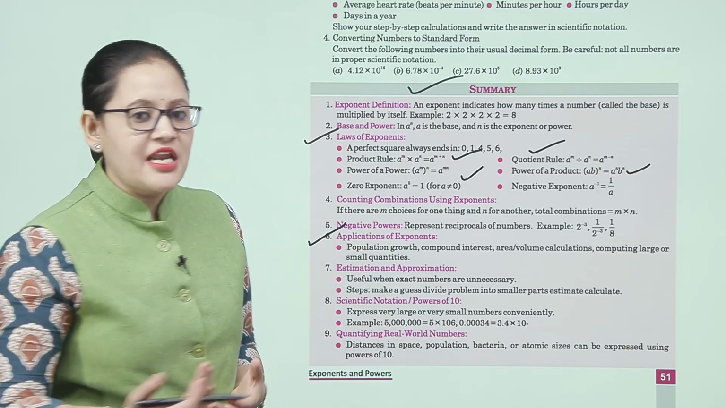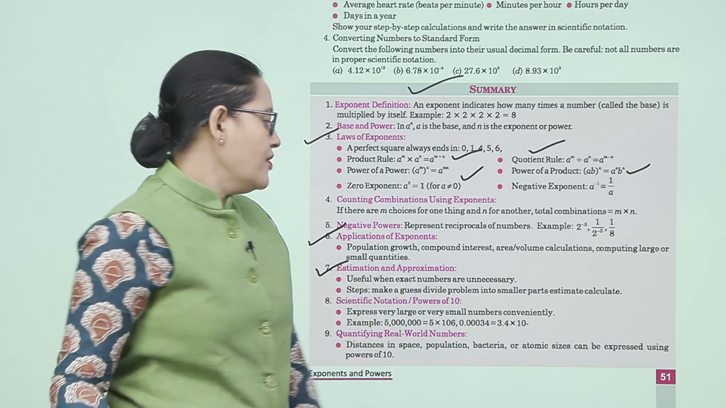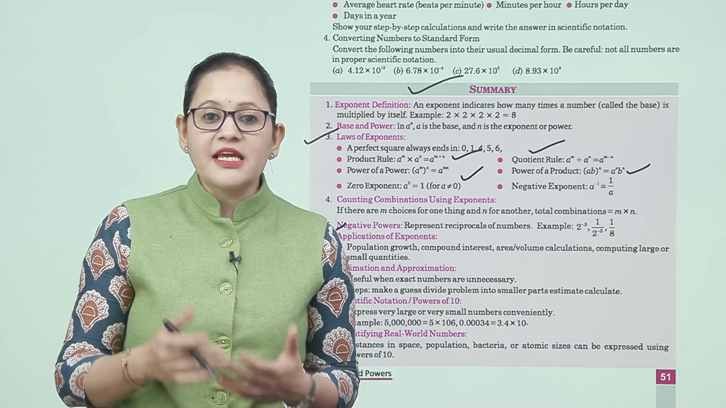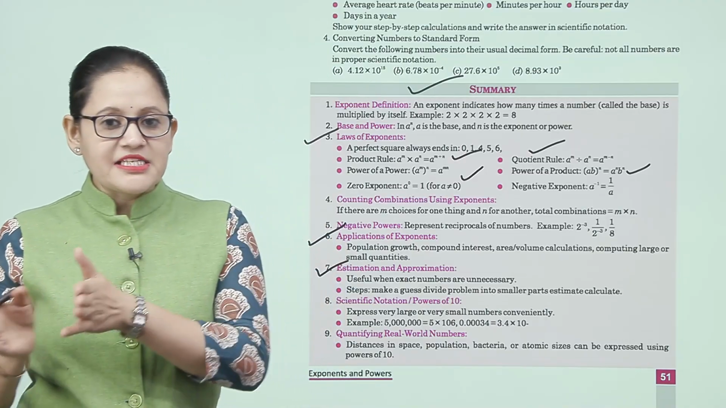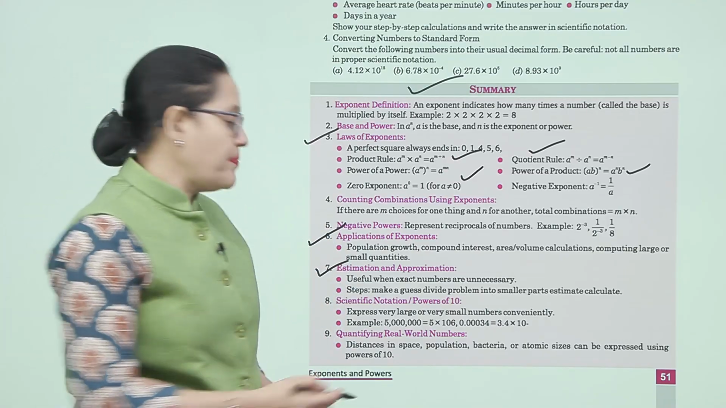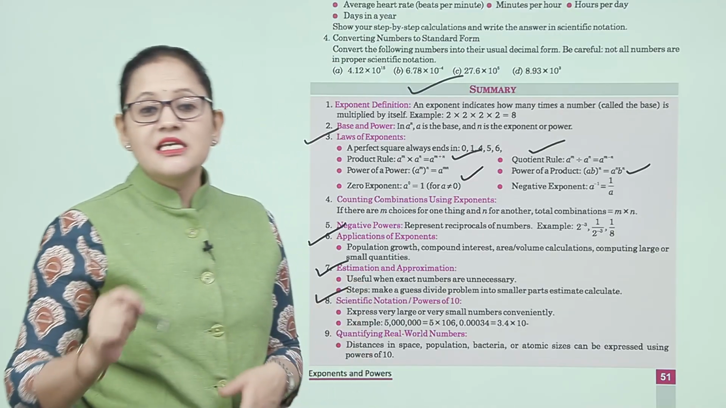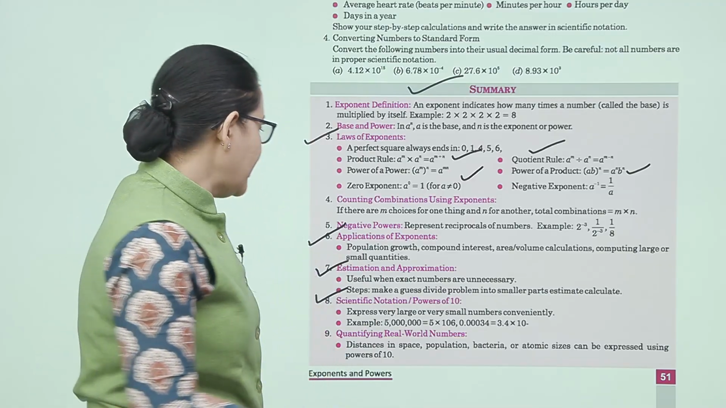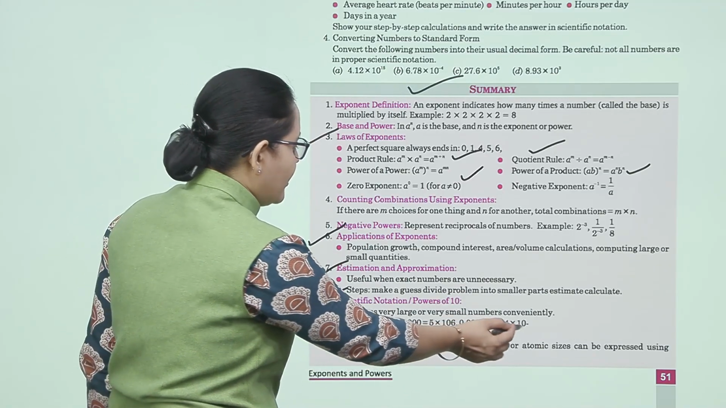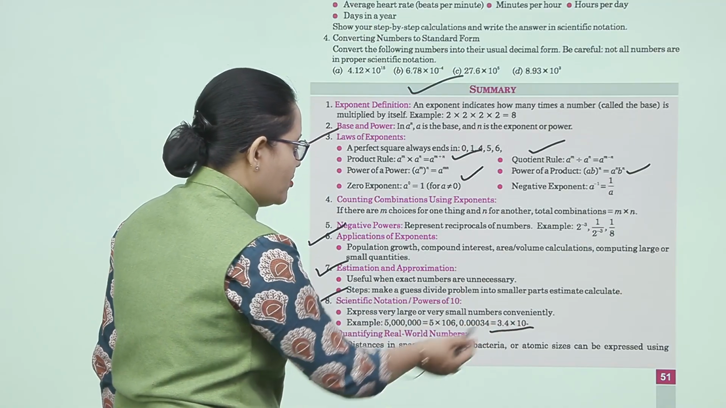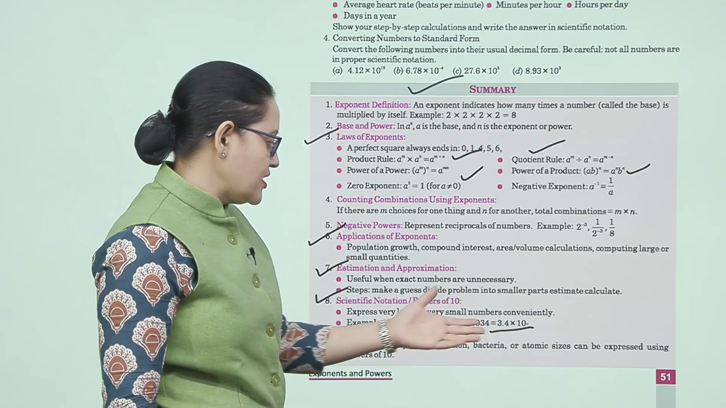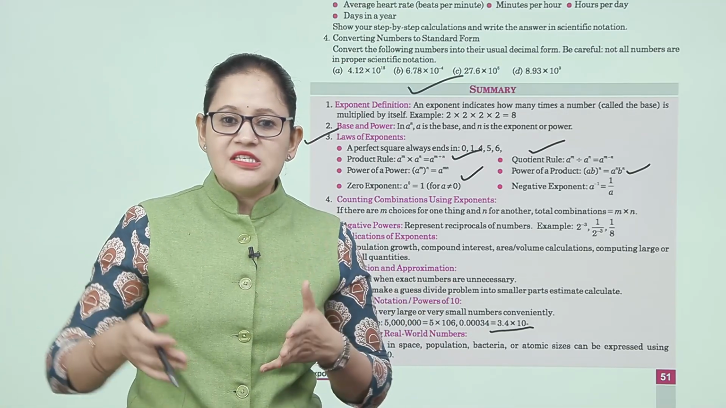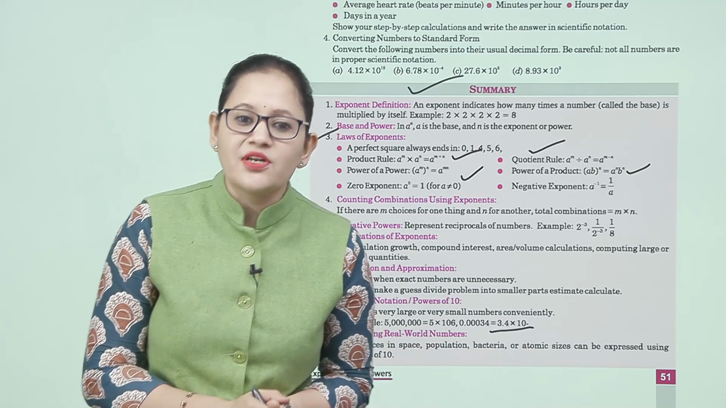Next is estimation and approximation. Useful when the exact number is unnecessary. Steps: make a guess, divide the problem into smaller parts, estimate, calculate. Scientific notation or power of 10 expresses every large or very small number conveniently. For example, here you can see we can express this number like this, 3.2 into 10 to the power 5 into 10 to the power 6. So we can express very large and very small numbers very conveniently using scientific notation.